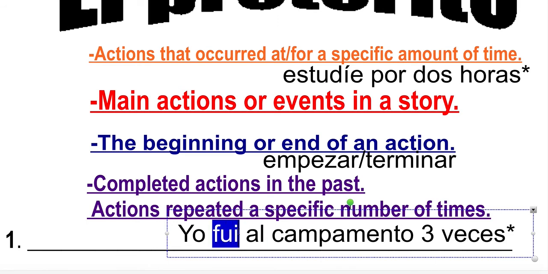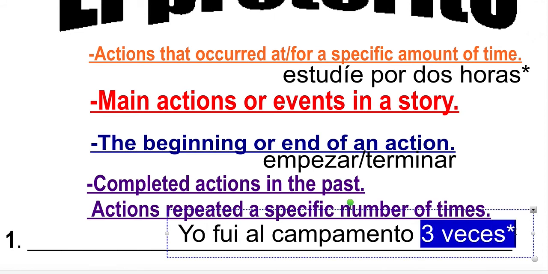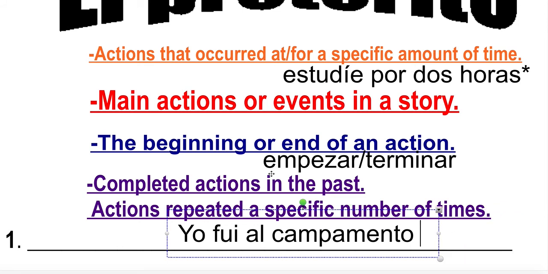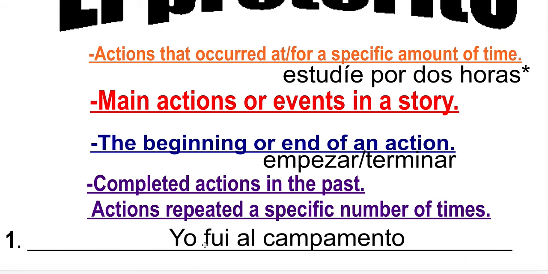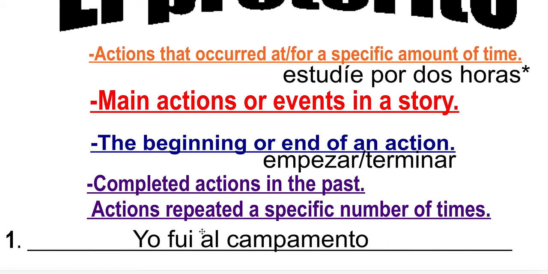It would not be iba, because if I say yo iba al campamento, it would have to be a non-specific amount of times, because we don't know how many times you went. So that's really the difference between the preterite and imperfect. It can really change the meaning behind a sentence.